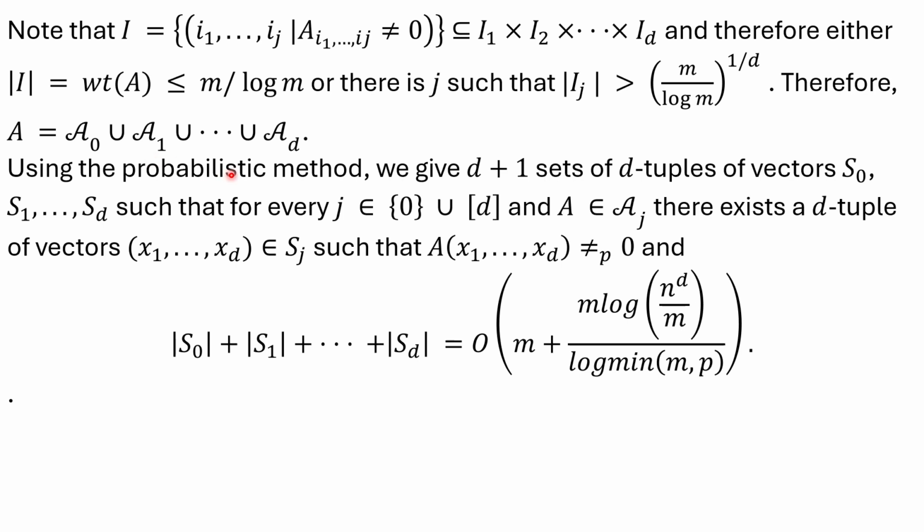Using the probabilistic method, we give d plus 1 sets of d-tuples of vectors, S0 to Sd, such that for every j between 0 and d and A that belongs to Aj, there exists a d-tuple of vectors x1 to xd in Sj such that the entry A(x1 to xd) is not 0, and all the sizes of the sets equal to the O that we defined here.